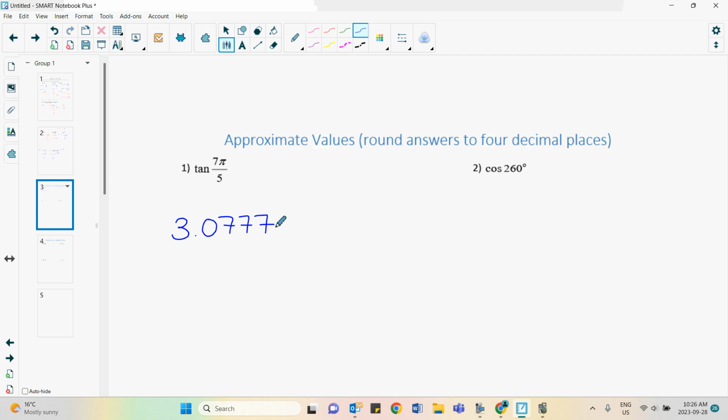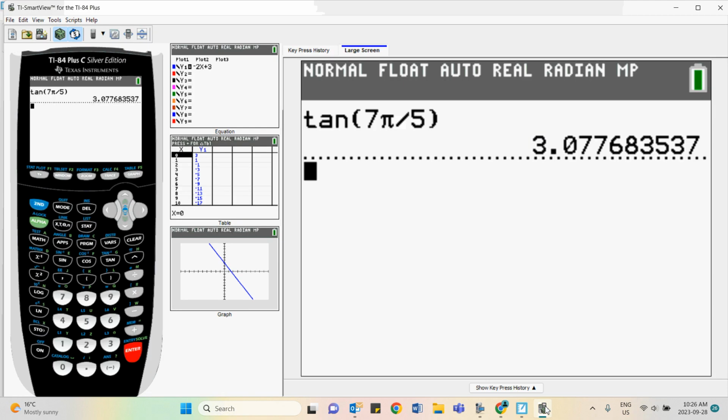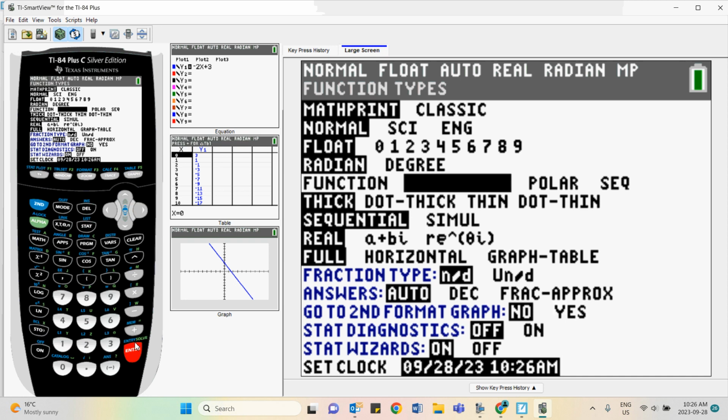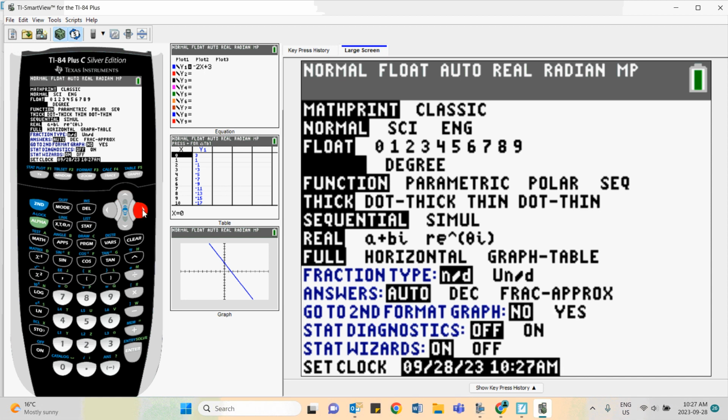Degrees. So what do I have to switch my calculator back to? Degrees. This is the worst part of grade 12, remembering what mode your calculator is in. I have never used gradients, but you will use them in higher levels of math when you go to university. Oh, that is not where I want to be. I want to be in function.